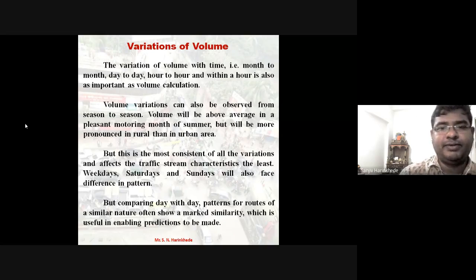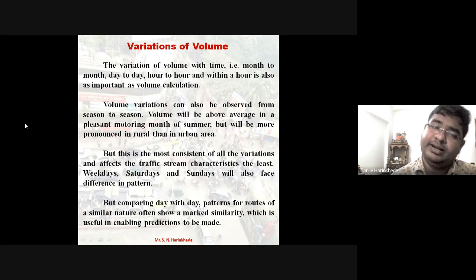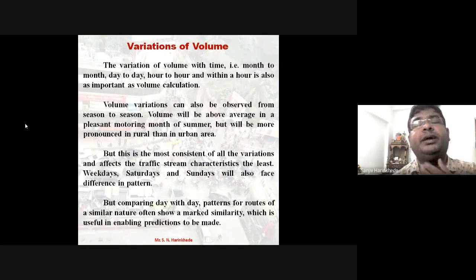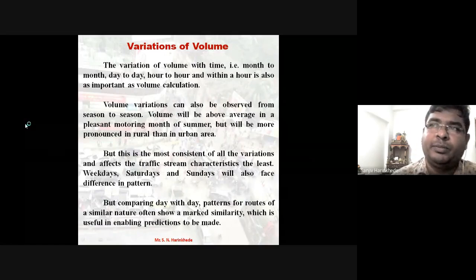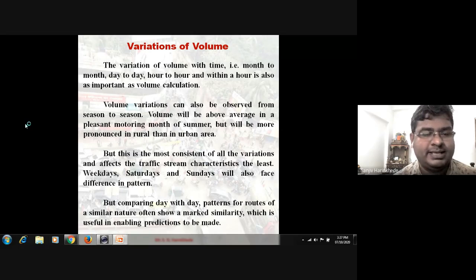There are various variations of the volume. The variation of volume with time, that is month to month, day to day, hour to hour, and within an hour, is also as important as the volume condition. As we know, month to month, in a month of summer or in a month of rainy season, the traffic volume is less. In particular, day to day, whenever there is a Sunday or holidays, the traffic volume is less.